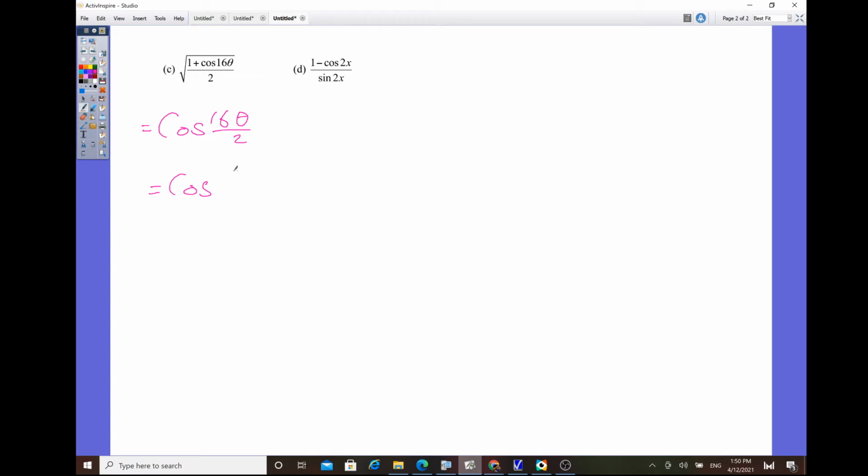So cosine of 8 theta, because once you rewrite it, this is considered cosine of 16 theta over 2, using the half angle identity.